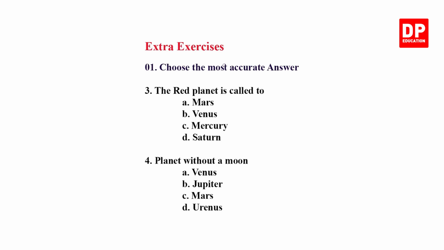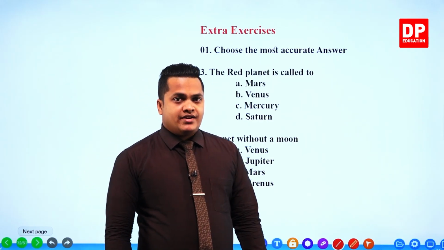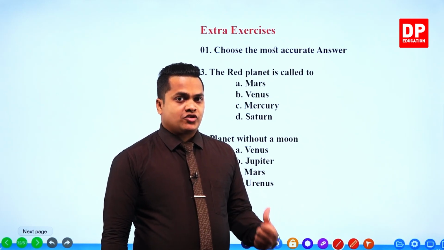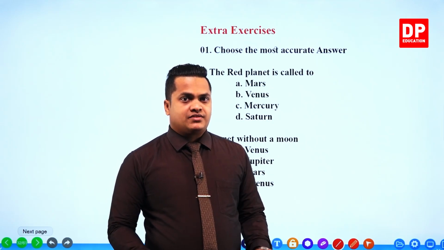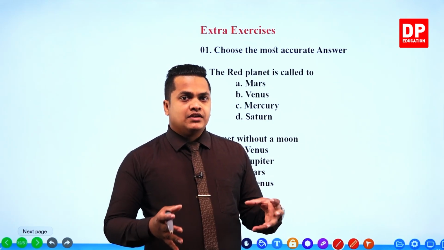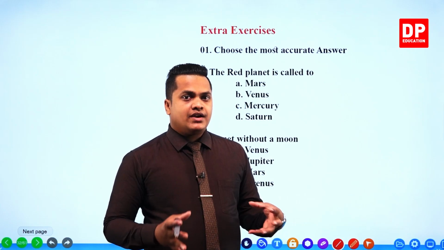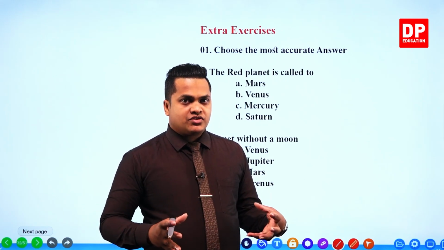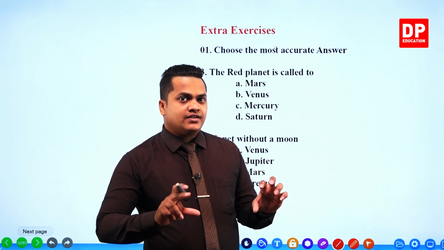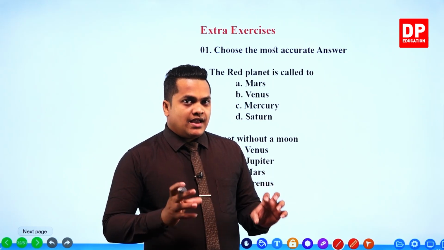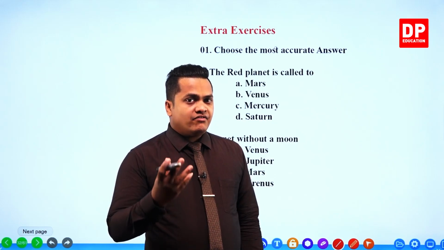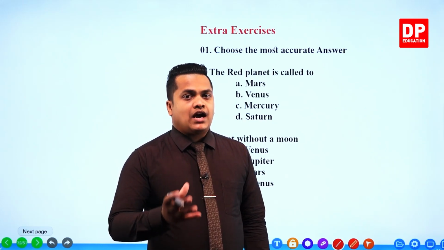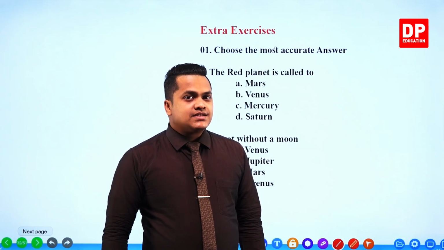The red planet is called the red planet. When we were discussing the structure of the solar system, we even conducted a small experiment. Actually, it's not an experiment. I prepared a small demonstration regarding the planets, and in that structure, my dear children, I used the red color to indicate a certain planet.